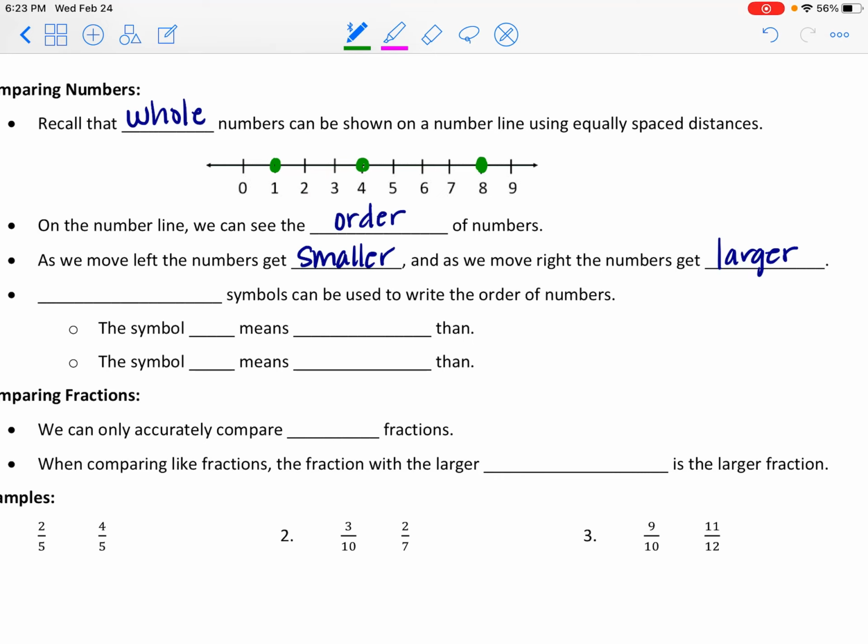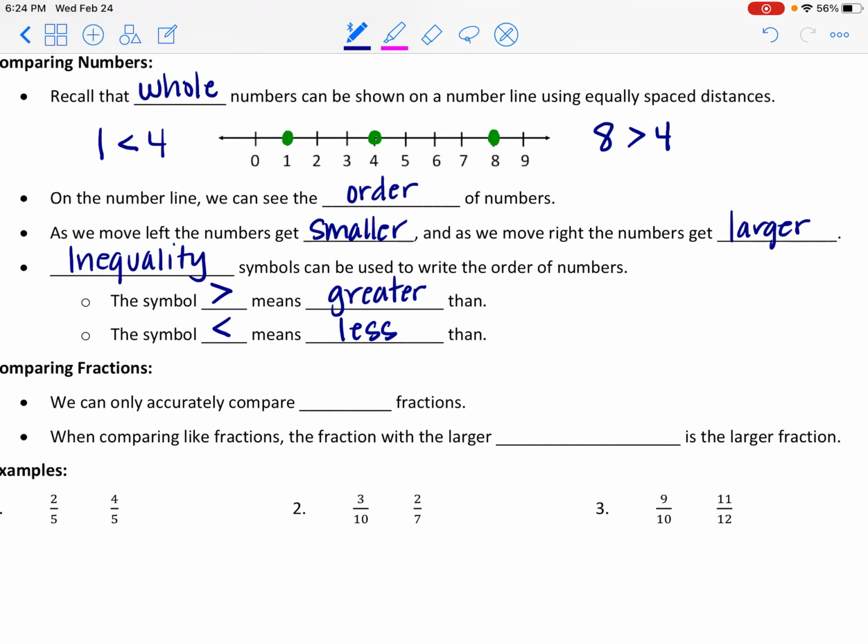To say those things mathematically, we can use inequality symbols. Inequality symbols look like this, or like this. The first one is our greater than symbol. We use that to compare when one number is greater than another. For example, here we could say that 8 is greater than 4. It is to the right of 4, it is more than 4. We can use the other symbol to say that a number is less than another. So we could say that 1 is less than, or left of, 4.